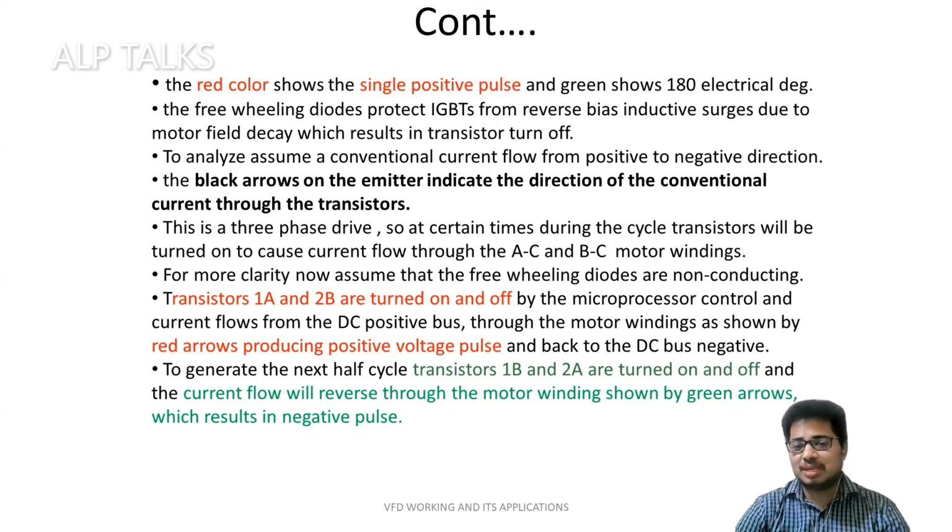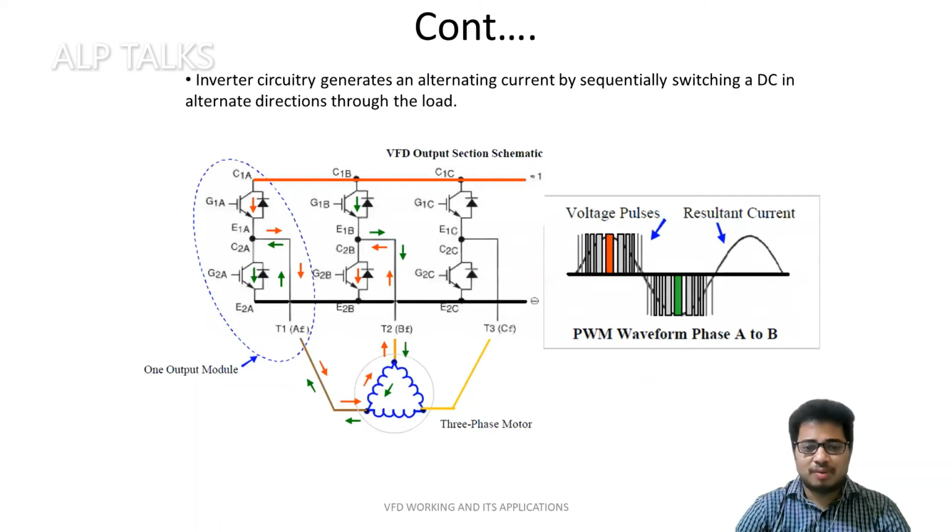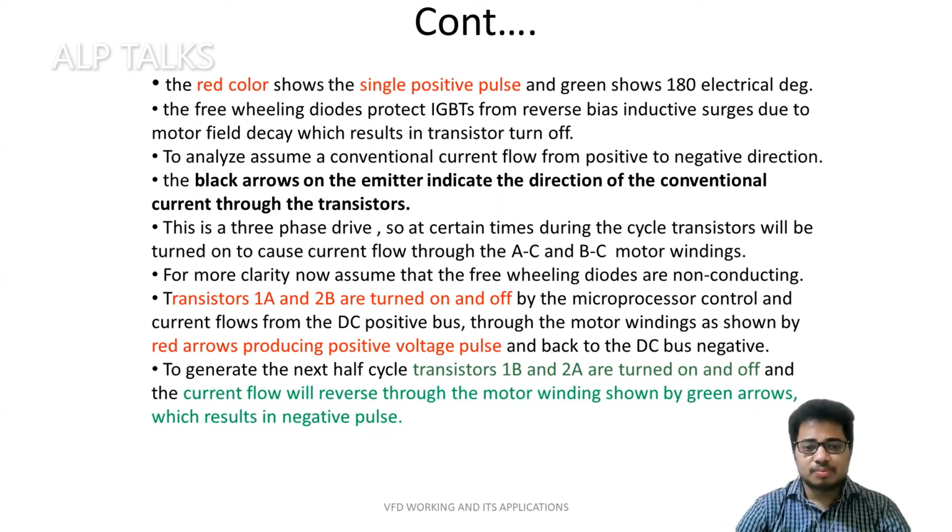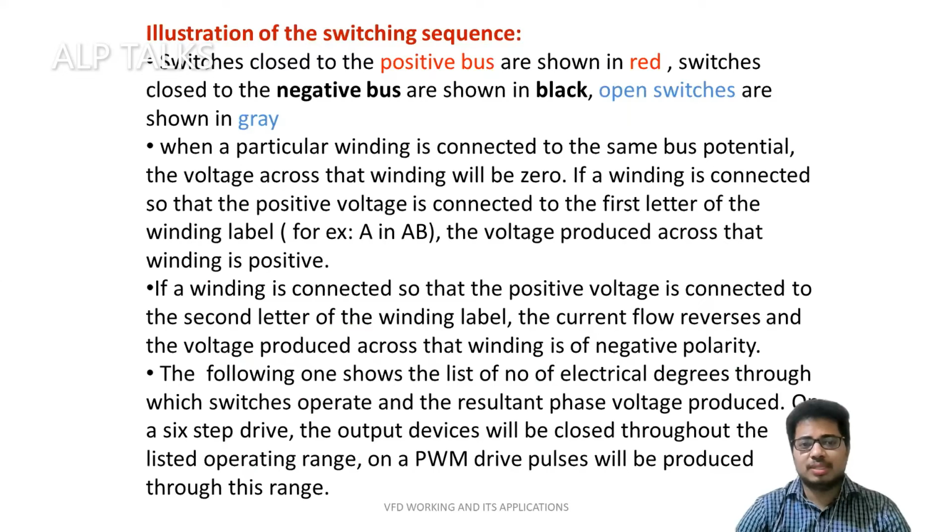Similarly, to generate the next half cycle, transistors 1B and 2A are turned on and off, and the current flow will reverse through the motor winding, as shown by green arrows. Whatever the green arrows are, they indicate the current flow. So let's go to the further details.